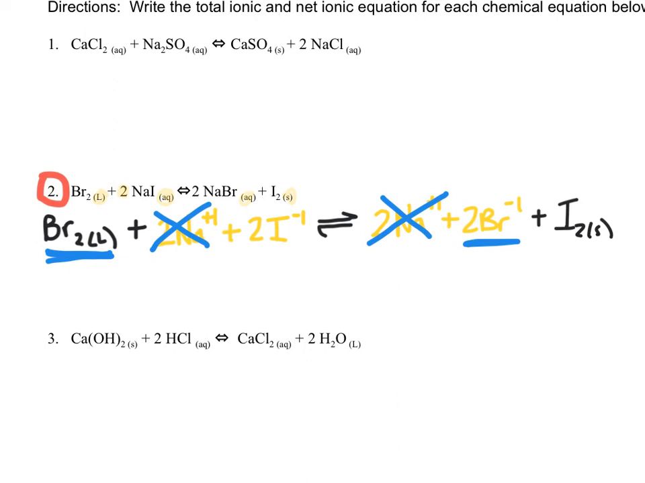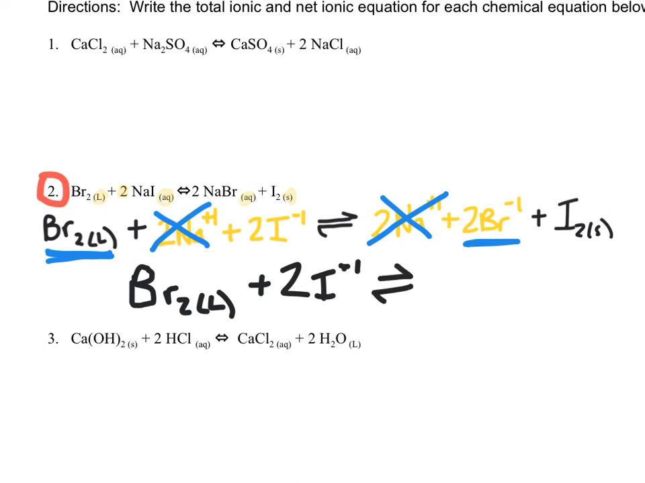Alright, so my last step here is going to be to write my net ionic equation. What do I have left over? To do that, all I have to do is just rewrite what I have left. So I have Br2 as a liquid plus 2I minus 1, arrow, 2Br minus 1, and iodine as a solid.